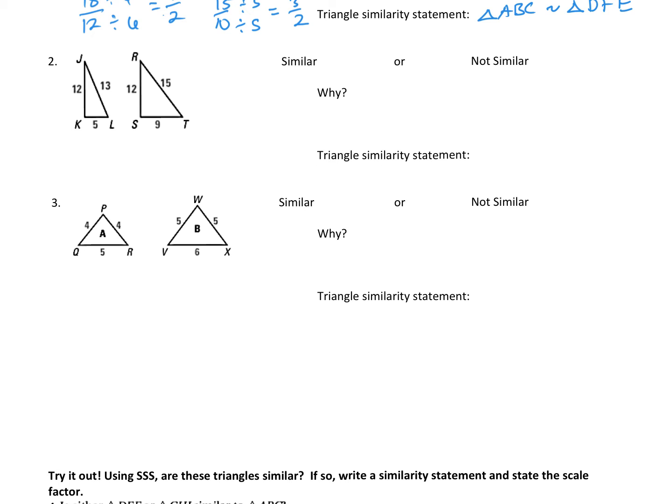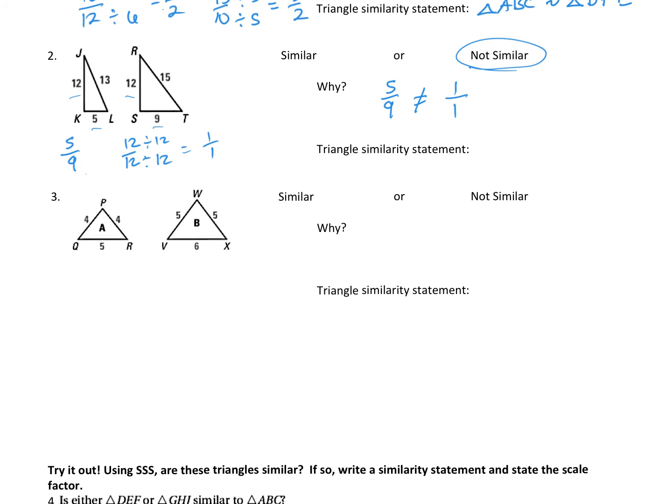Number 2, let's check to see if they are similar. Let's do the bottom first. I see 5 over 9. Well, that's just 5 over 9. I can't reduce that. And a 12 over 12. If I divide both by 12, that reduces to 1 over 1. 5 over 9 and 1 over 1 are not the same, so they are not similar. So we can say 5 over 9 does not equal 1 over 1.